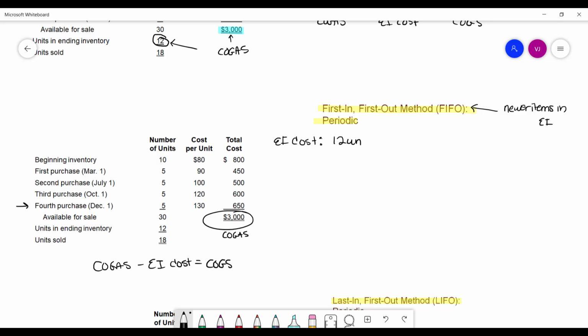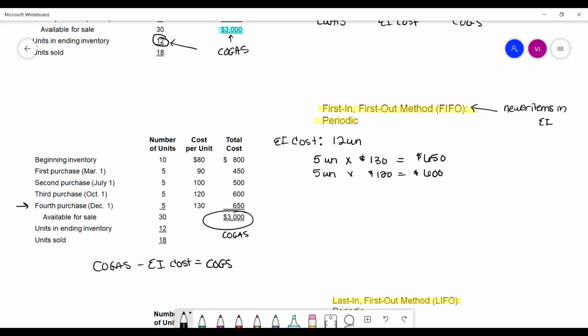Okay, so if it's first in, first out, remember we were assuming we were pulling from the top layers first when we were selling things, leaving us with the bottom layers mostly. So that means ending inventory is made up of the newer stuff, and there's 12 units left. That means we have all 5 units from December 1st left. That cost us $130 each. So 5 times $130 gives us $650. And that means we also have that entire cost layer from October 1st left as well. Those 5 units cost me $120 each for a total of $600.